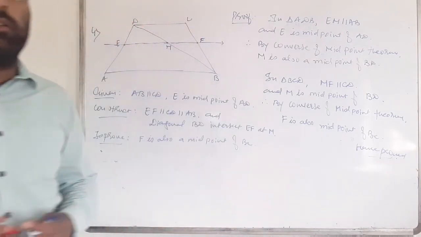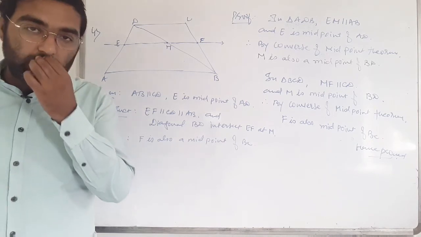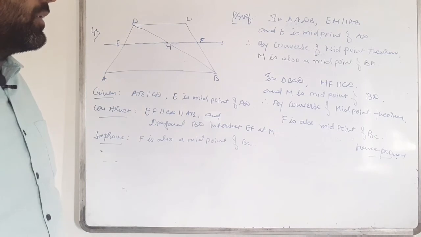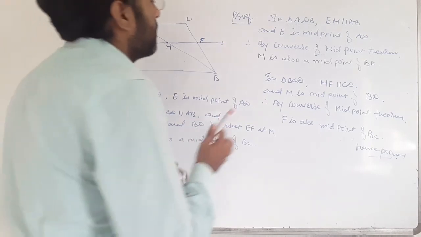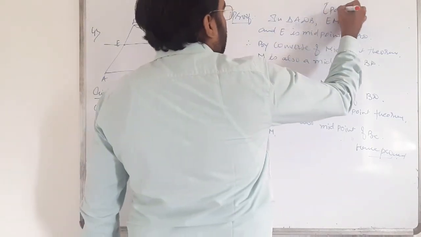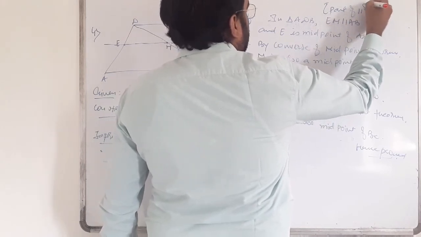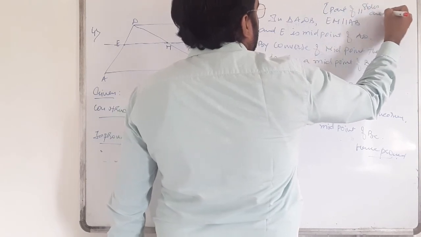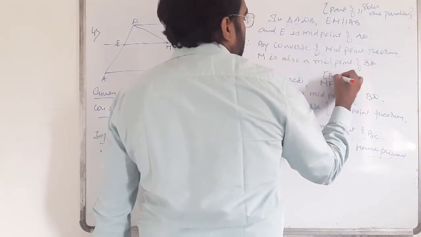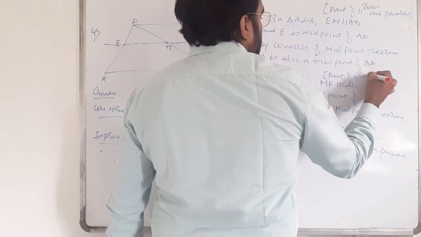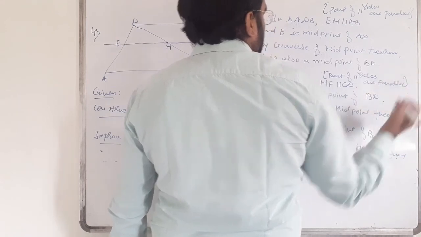This is the easiest and most comfortable question, and it is also asked as a 2 marks question. Here EM is parallel to AB and MF is parallel to CD, which are parts of parallel lines. If you want, you can also write that parts of parallel sides are parallel, and here also parts of parallel sides are parallel.